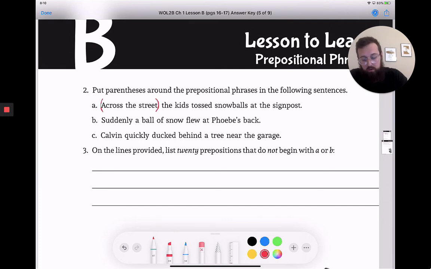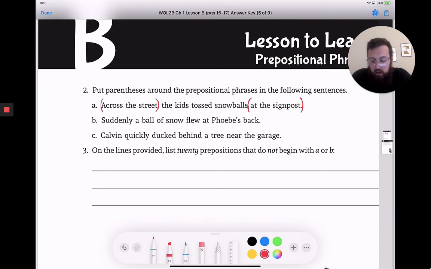So go through: across the street, the kids tossed snowballs at the signpost. At is another preposition. Signpost is the next noun or pronoun that follows, so that is a prepositional phrase. I'm going to do B with you, and then you can do C on your own, because B, there was one that was a little tricky.